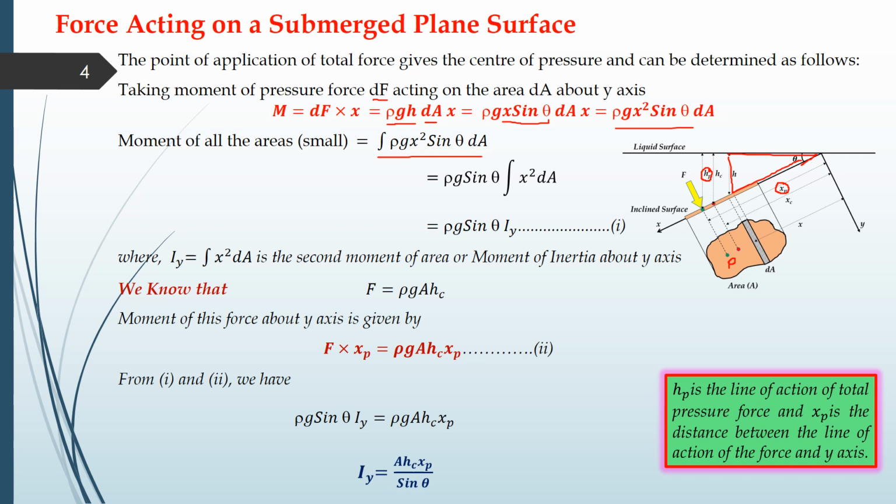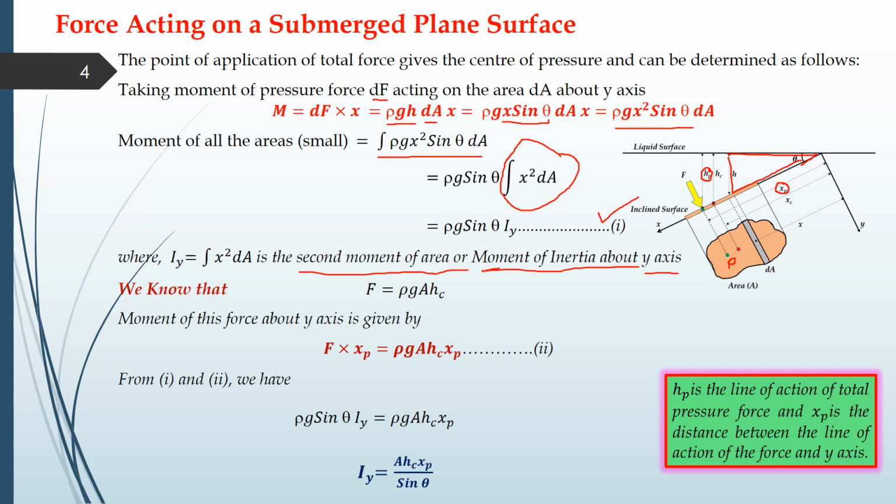Okay, so we can write it as rho g sine theta times the integral of x squared dA. Now this x squared dA, we know, is Iy, the second moment of area or moment of inertia about the y-axis. So we can simply write it as Iy. Okay, so we have this equation. We will remember this equation. It is equation number 1, which gives the moment of the complete surface about the y-axis.